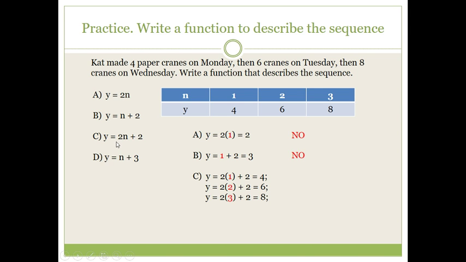When I try option C, if I replace n with 1, I would get 2 times 1 and then add 2. So 2 times 1 plus 2 does equal 4. All right, so that worked for the first one. Well, let me check the second term. So when I plug in a 2 for the n, I would get 2 times 2 plus 2, which is 4 plus 2, which is 6. So it worked for the second term. Let's go ahead and check the third term since there's only 3 terms here. 2 times 3 is 6, plus 2 is 8, and we were looking for it to generate an 8. So now I know that C is the correct answer.